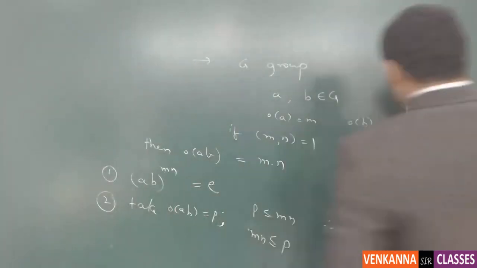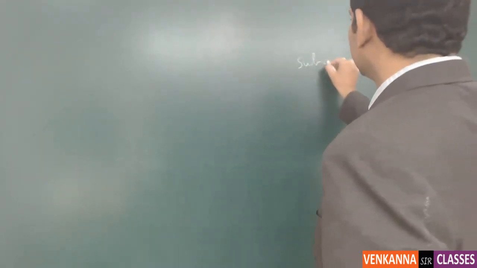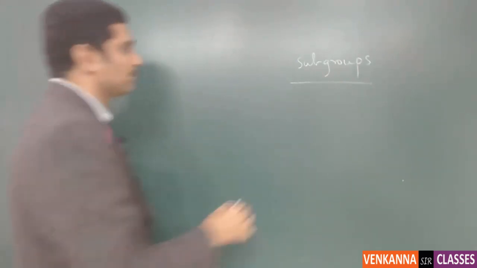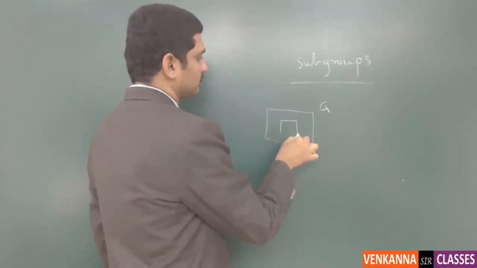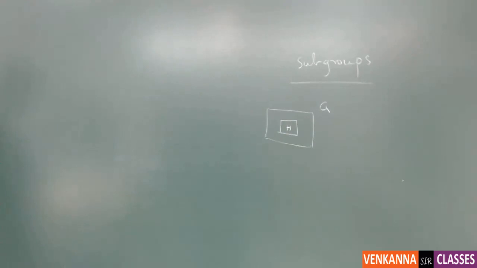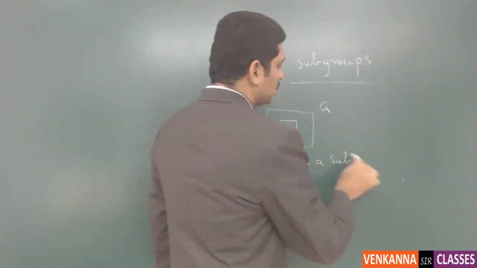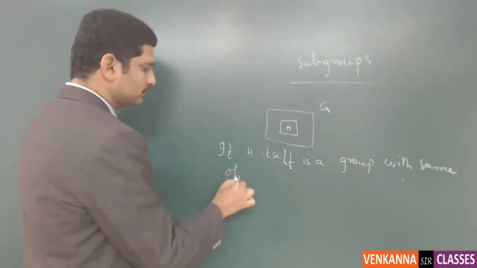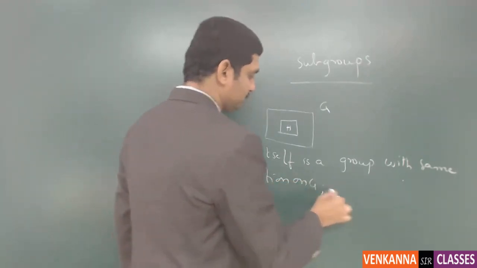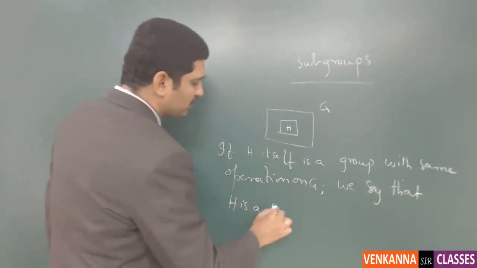Now we are going to start the new part, that is subgroups. So here, as we discussed earlier, you take a group G, you take a subset H of G. If H itself is a group with the same operation on G, we say that H is a subgroup of G.